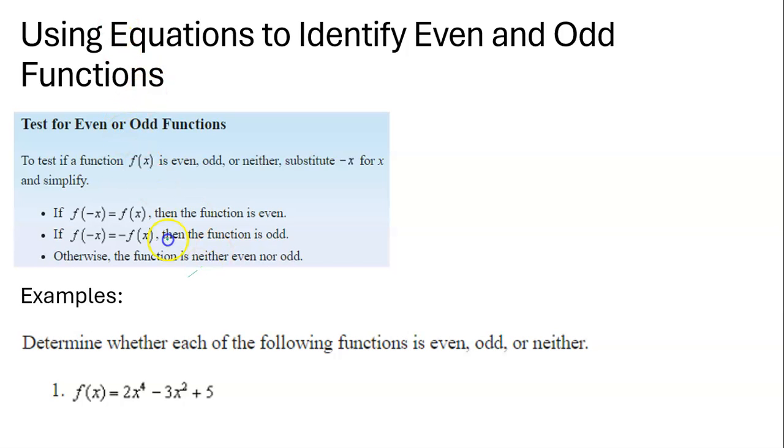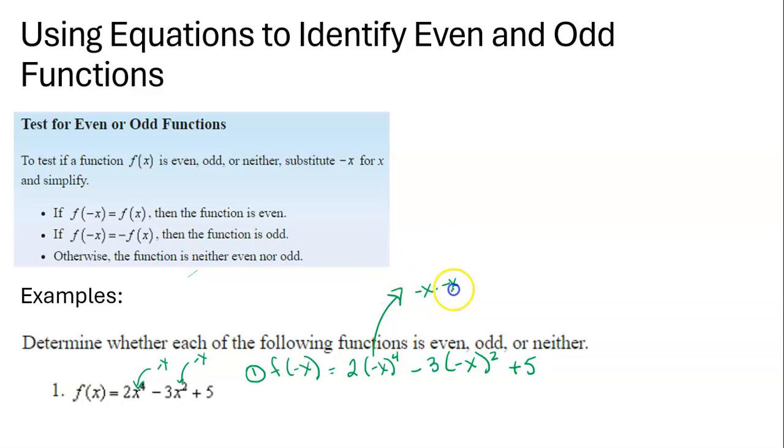Okay. So on this one, it says determine whether the following functions are even, odd, or neither. That's bad grammar. The first thing I'm going to do is find f of negative x. That means I'm going to put negative x everywhere there's an x and see what happens. So I have 2 times negative x to the 4th minus 3 times negative x squared plus 5. When I take negative x to the 4th, I get positive x to the 4th.